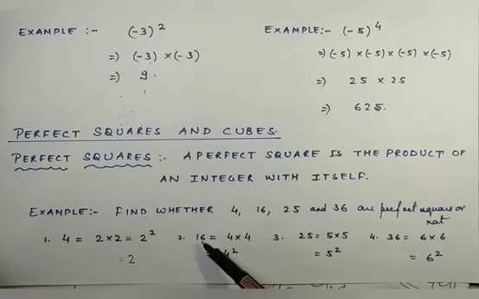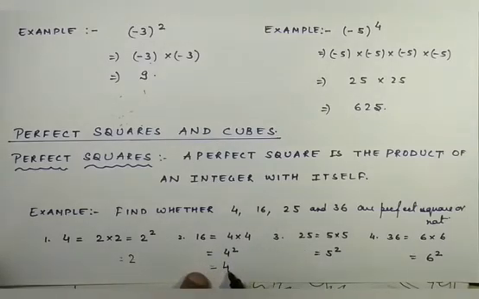Similarly, if I am going to write 16 and I have to find out whether 16 is a perfect square of a given integer, I will write 4 into 4. I am going to find the prime factors of 16, that is 4 into 4, or it can be written as 4 to the power 2, or it can be written as 4. So I can say that 16 is a perfect square of 4.